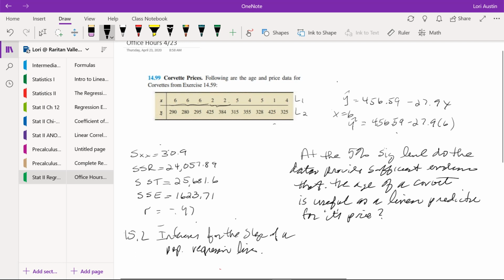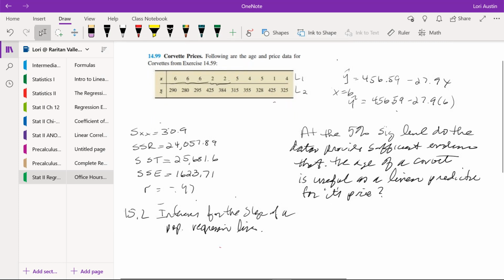So here we have this set of data. We were able to make a regression line for it. We got some information from the regression line based off the coefficient of determination. But now we're going to say, hey, does this sample give us enough evidence to say, yes, we can use the age of a Corvette to predict its price. It's useful in predicting the price. And there are two different ways we can look at the usefulness. The first one is 15.2, which is based off the slope.